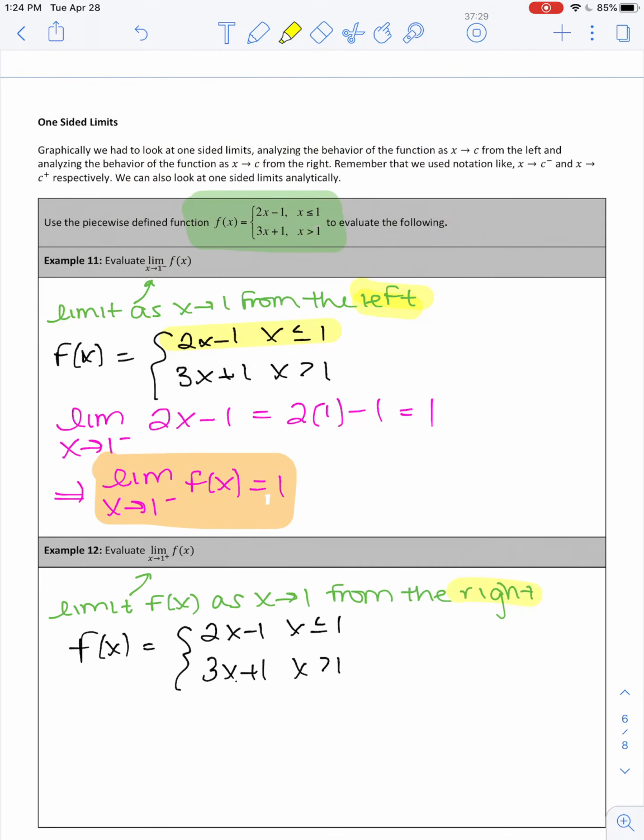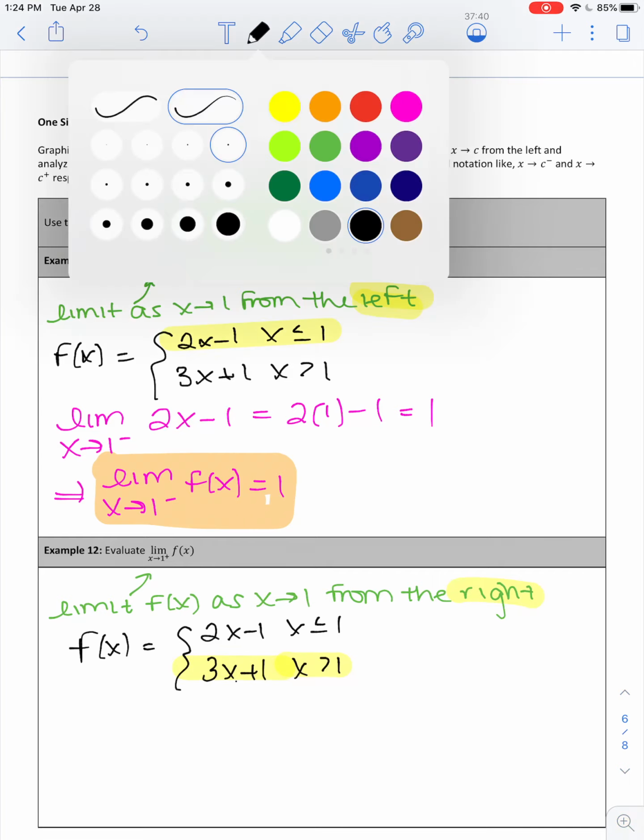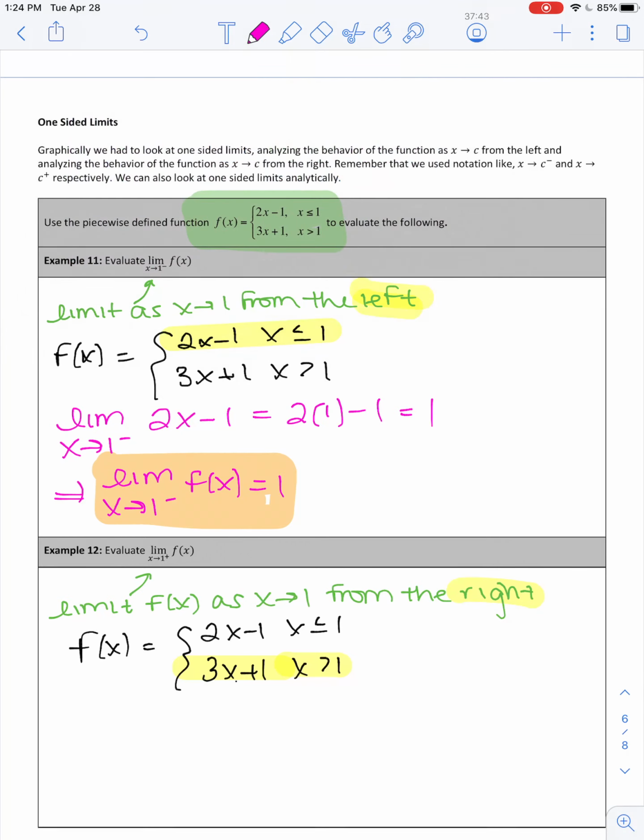So when I'm thinking about numbers to the right of 1, I know that I'm talking about numbers that are bigger than 1. So I'm going to use the equation 3x plus 1 to answer this question. So that tells me that to calculate the limit as x approaches 1 from the right, I need to analyze the linear piece 3x plus 1. And I can see that there's no issue of division by 0. There's no crazy square roots, so I can go ahead and try direct substitution. And I see that that is 3 times 1 plus 1, which equals 4.